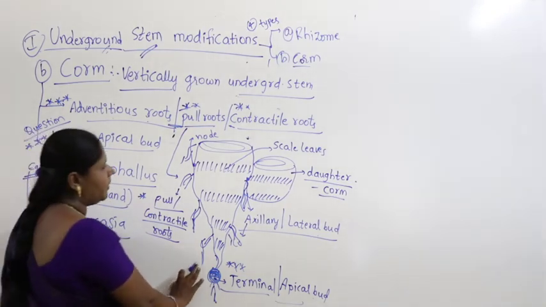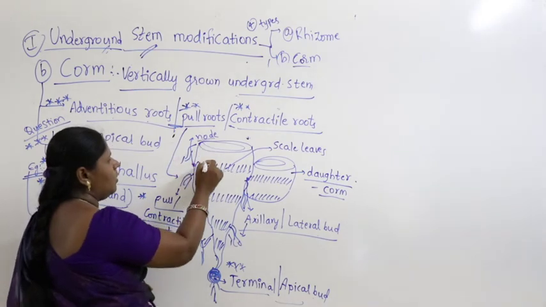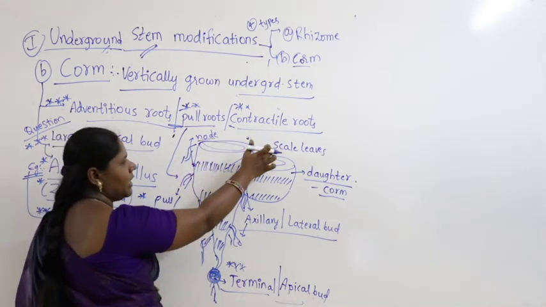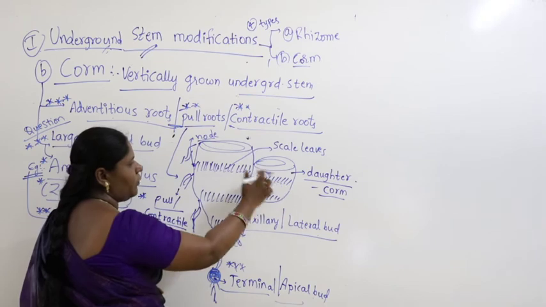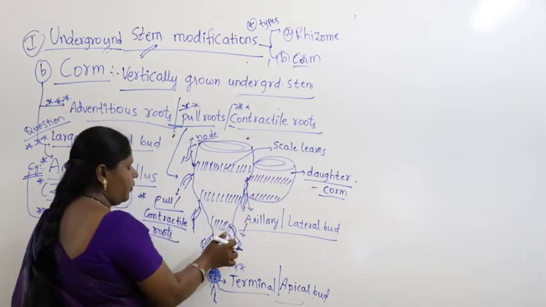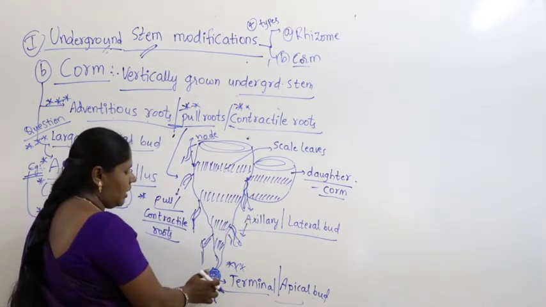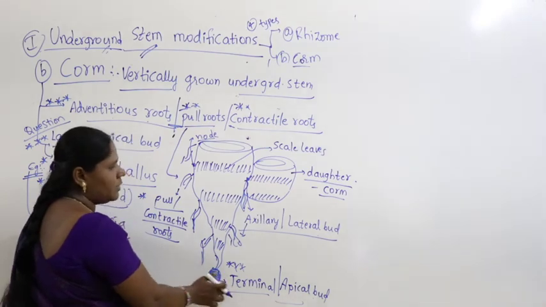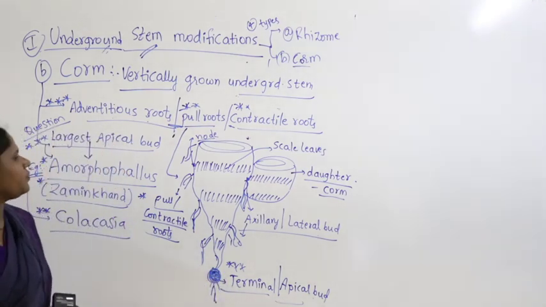Now if you look at the corm, here the node is present. On the node you find reduced scale leaves. And here you can see the formation of daughter corm, and pull roots, contractile roots are there, and you can find the largest terminal or apical bud.